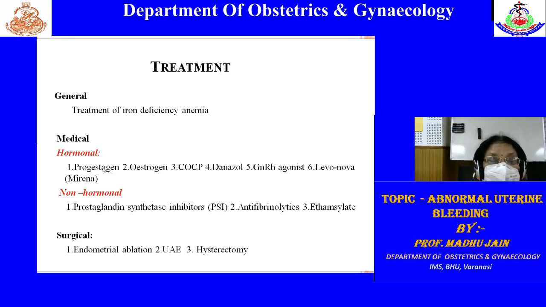So you treat the patient by hormonal and non-hormonal treatment, and you cannot say which patient has to be treated by which method. The patients have different responses, and if the patient doesn't respond, then you do the surgical treatment: endometrial ablation, uterine artery embolization, and the radical treatment, that is hysterectomy.